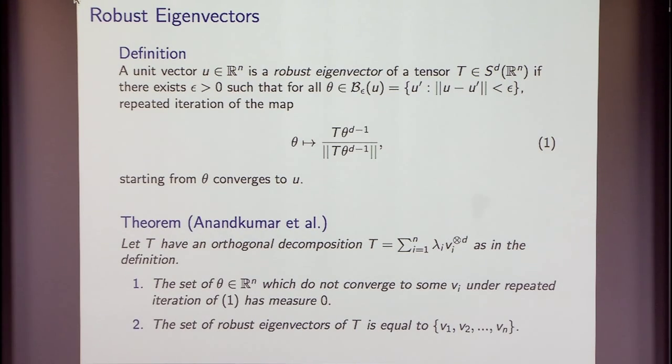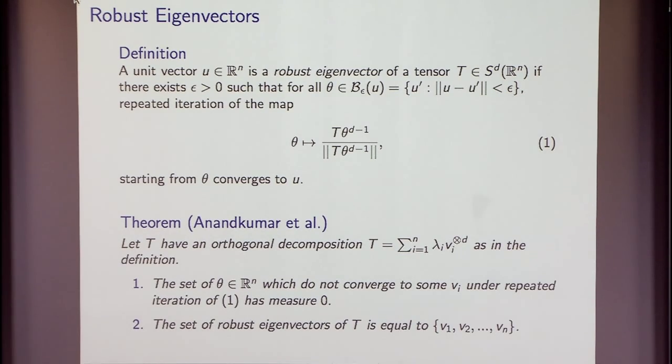The vectors in the orthogonal decomposition turn out to be eigenvectors which are a little bit special. They're called robust eigenvectors. What does this mean? A unit vector u is a robust eigenvector of a given symmetric tensor if there exists an epsilon such that if we look at a ball of radius epsilon around u, and we pick any point in that ball, and we repeatedly iterate this map, theta goes to T times theta to the d minus 1, normalized, we always converge back to u. That's what it means for it to be a robust eigenvector.